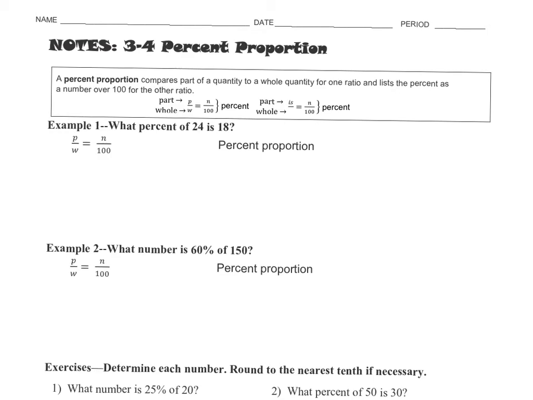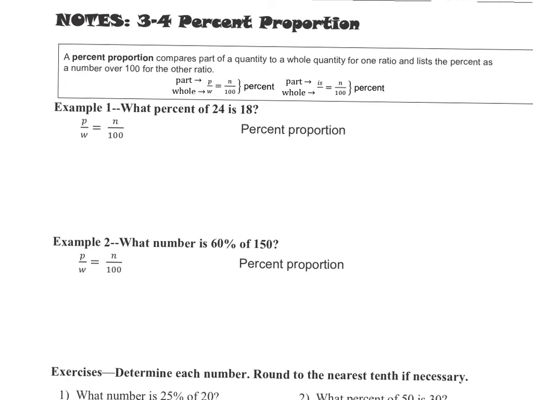We're ready. Okay, notes 3-4, proportion. So there are two proportions at the top. We're going to fill in one little missing word. I don't know why it didn't print. It's sometimes special when I do it.